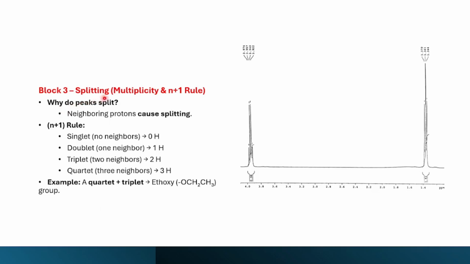Block 3, splitting. It tells us the multiplicity, and the n plus one rule is used. Why do peaks split? Neighboring protons cause splitting. According to the n plus 1 rule, a singlet appears when there are no neighboring protons, a doublet has one neighboring proton, a triplet two neighboring protons, a quartet three neighboring protons. A quartet plus a triplet indicates an ethoxy group. Here is a quartet and this one is a triplet of the ethoxy group.